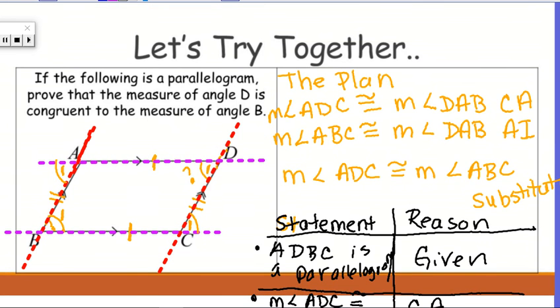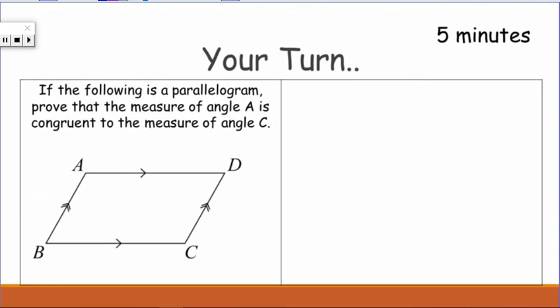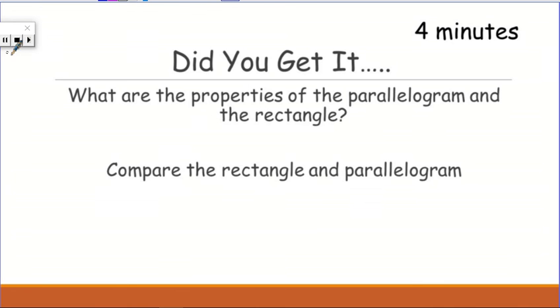Alright, so what I want you to do is to go ahead and try this one out. And then I'll see you guys on the next go around.